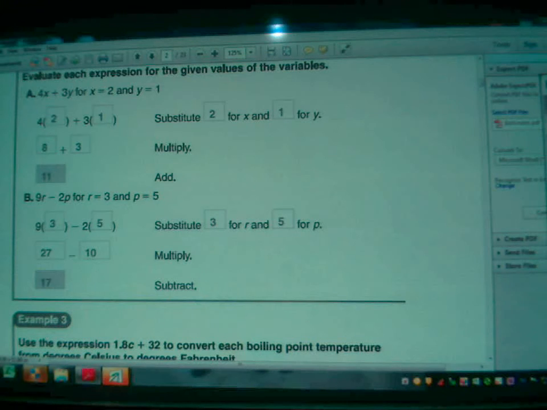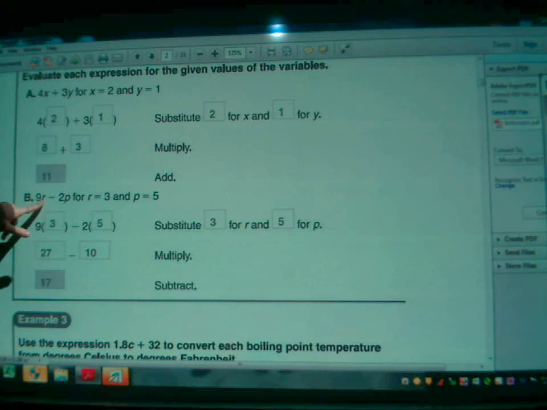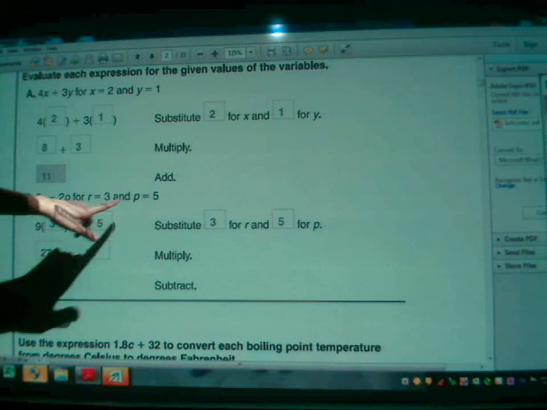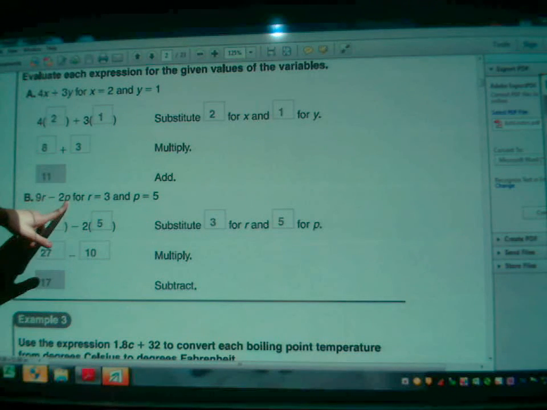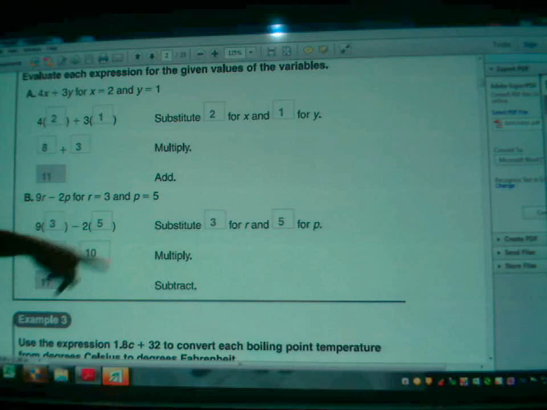As you can see, this is a very similar question to the A example. The only real difference is instead of having an addition sign plastered in the middle, this one has a subtraction sign plastered in the middle. But we can do all the same basic steps. We just have new values to substitute. So I'm going to change r into 3, again, because simply they told me to, and p into 5, again, because they told me to. So I've got 9 times 3 minus 2 times 5.